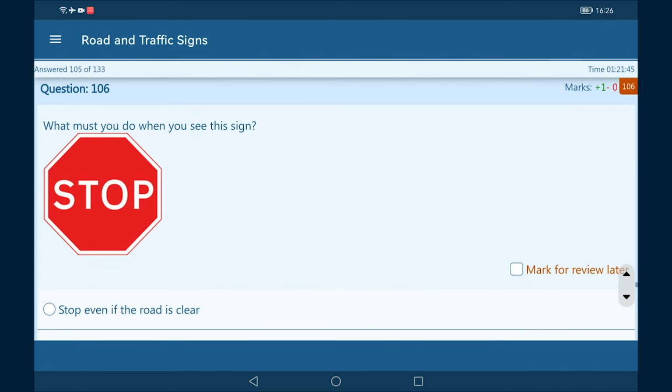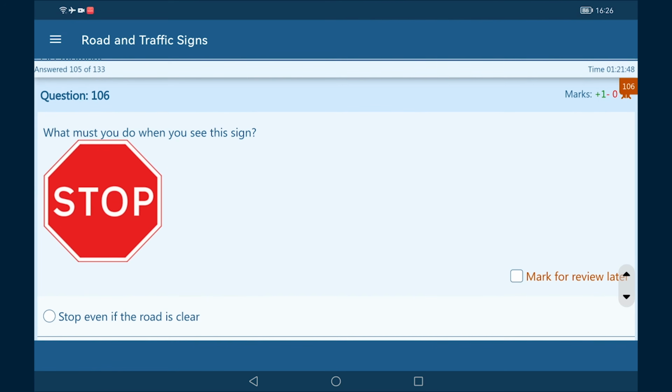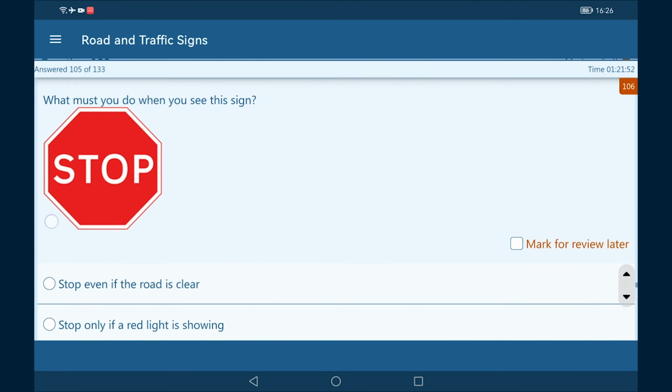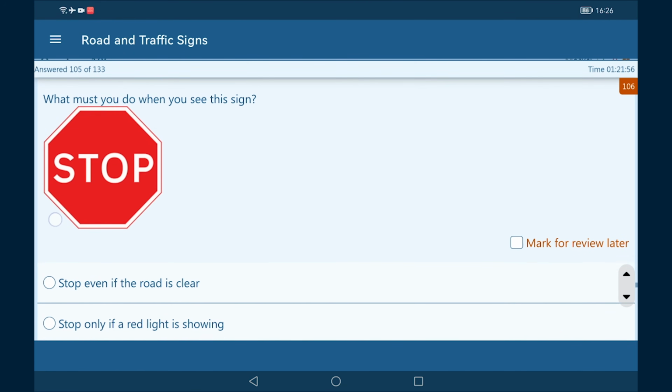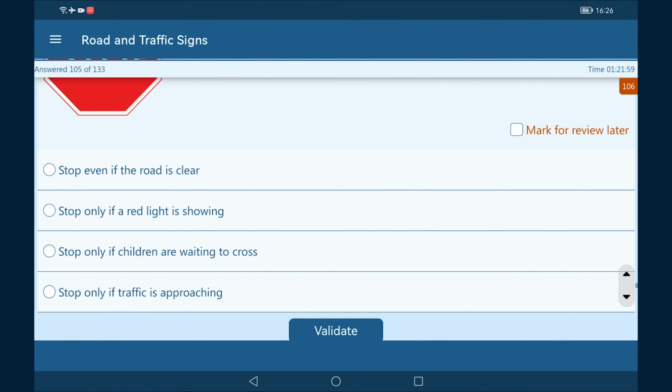Question 106. What must you do when you see this sign? Option 1. Stop, even if the road is clear. Option 2. Stop only if a red light is showing. Option 3. Stop only if children are waiting to cross. Option 4. Stop only if traffic is approaching. The correct answer is Option 1, that is, stop, even if the road is clear.